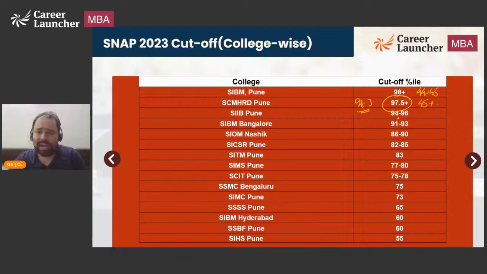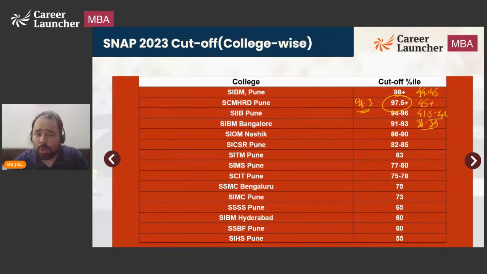SIIB 94 to 96 का range रहता है. Last year roughly it was about 41.5 to 42. SIBM Bangalore 91 to 93, that was lower, roughly in the late 30s, about 38 to 39 ke aspas. SIOM Nasik, accordingly, you will keep going down. 86 to 90, SICR 82 to 85.